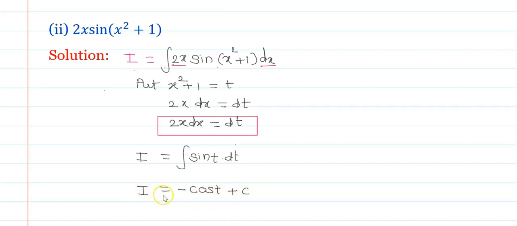Now resubstitute the value of t. What is that? I is equal to minus cos of t. What is t? t is x square plus 1, plus c. And this is the answer.